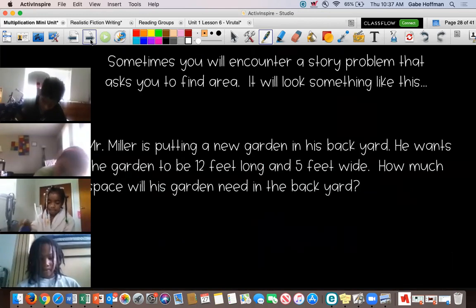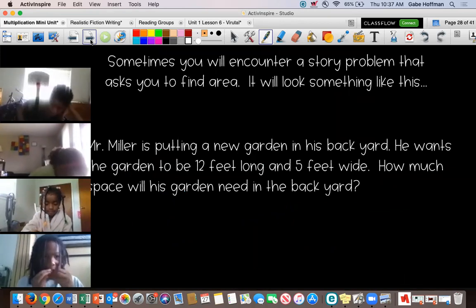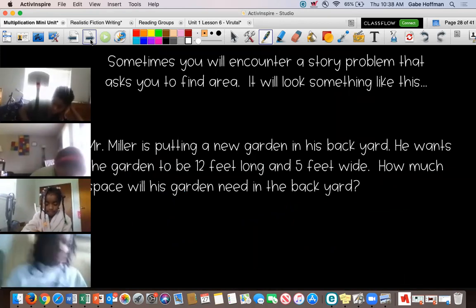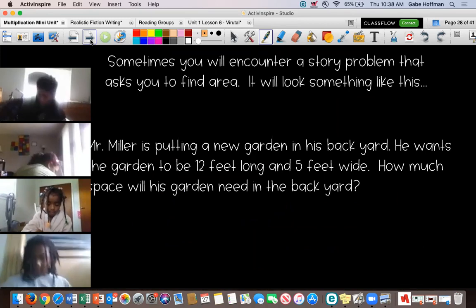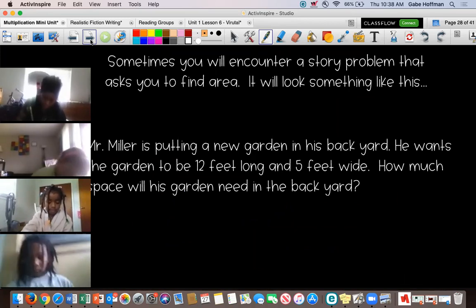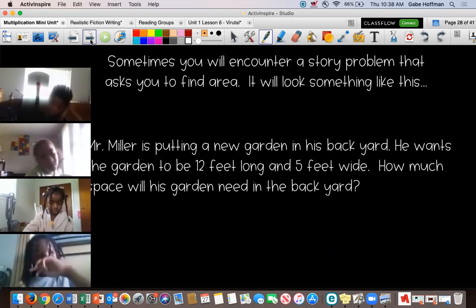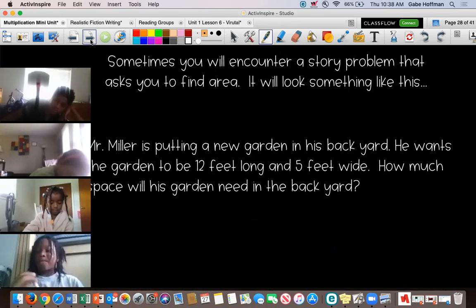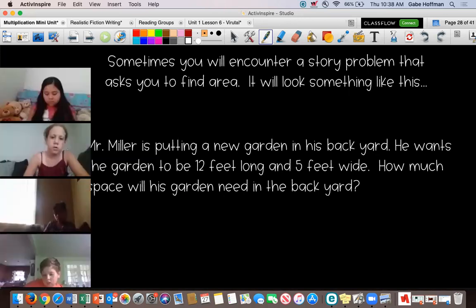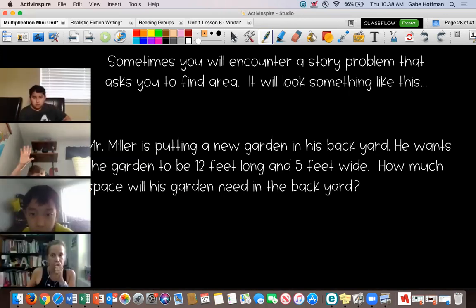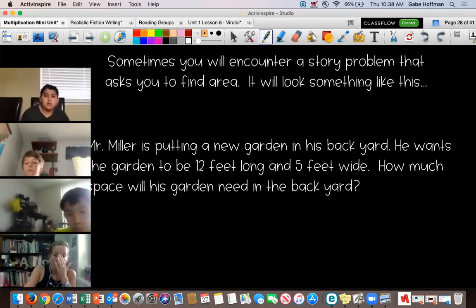The next one is important because a lot of the time you guys are going to see word problems like this one, where they tell you you're going to have to find the area or find how much space something takes up, and then you have to figure out what to do as far as multiplication goes, all right? So you might see an example like this one. Is there a volunteer to read the problem? Who can just read the problem for us? CJ, go for it.